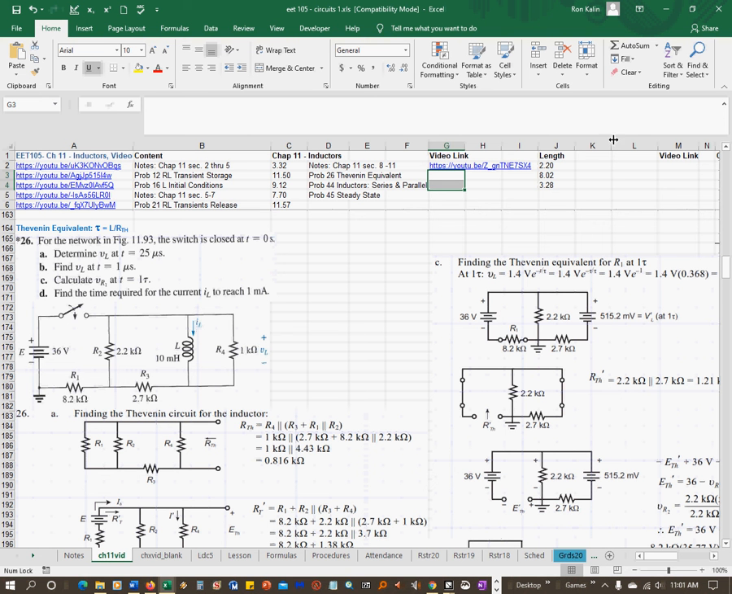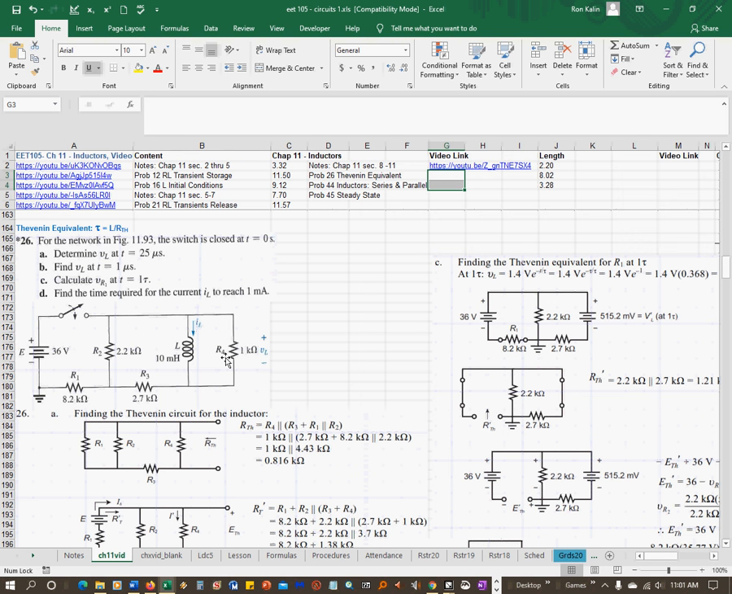EET105 inductors, example problem number 26, Thevenin equivalent, where tau equals L divided by R Thevenin. So for this network, the switch is closed at t equals 0. Part A says determine V sub L at t equal to 25 microseconds. So this looks like a pretty complicated circuit here, right?